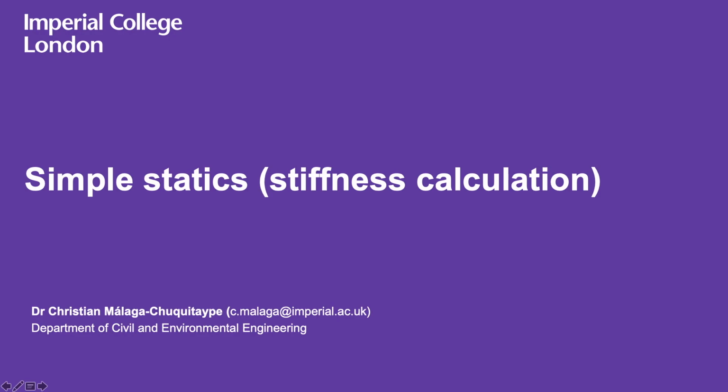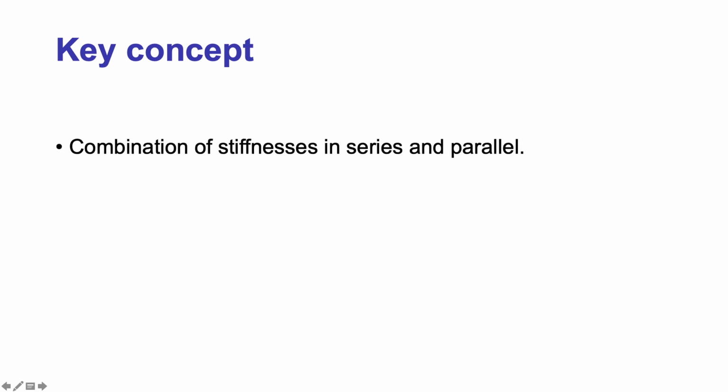Hello, I'm Christian Malaga, and this video will discuss a simple way to calculate the stiffness of structural systems. The key concept introduced in this short video is the calculation of an overall equivalent stiffness of a structure comprising members acting in series and in parallel. This basic concept will help you greatly in the structural analysis of simple and moderately complex structures and can also be of help when checking your calculations in everyday engineering practice.